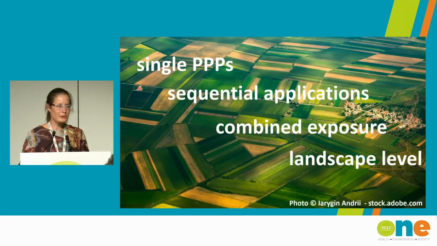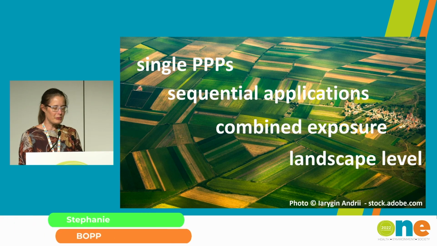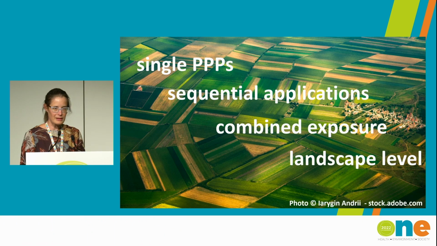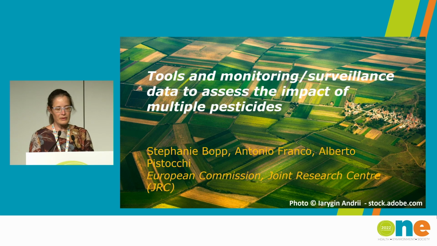Here we are. So we heard many times this morning, or this afternoon, that our current environmental risk assessment is based mainly on single pesticides and their specific uses. And if we look at the way the landscape looks today and how pesticides are used, and consider also that organisms will migrate and move around, we can see that sequential exposures, repeated exposures, and combined exposures are very likely. And with this in mind, we'll talk now about the tools and monitoring and surveillance data and how they can help us to assess the impact of multiple pesticides. I put together these ideas with input from my colleagues Antonio Franco and Alberto Pistocchi.